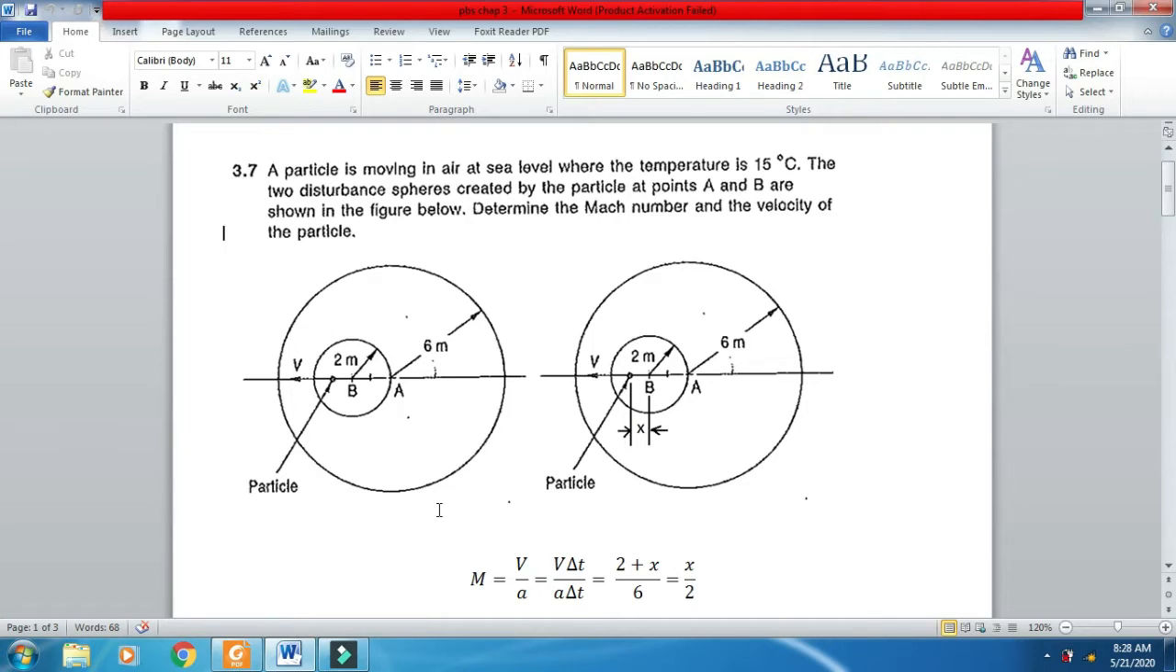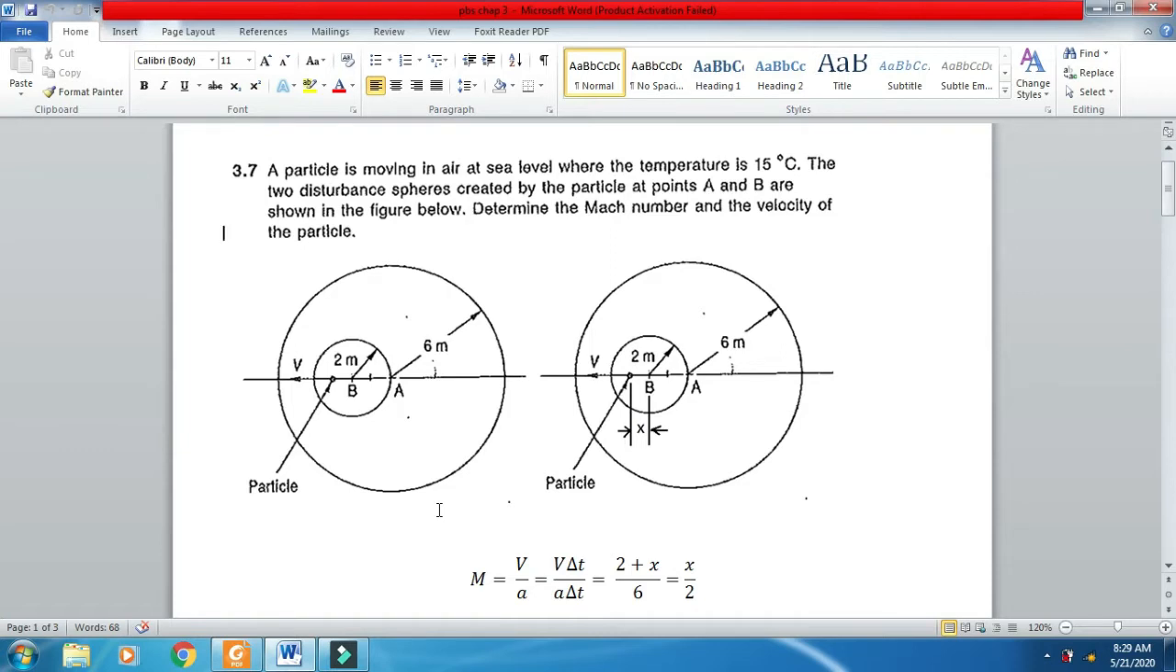The two disturbance spheres are shown. One disturbance sphere is from point A, the wave which was emitted from point A, and the other wavefront is shown for the wave which was emitted when the particle was at point B. The final arbitrary location of the particle is also shown. So in this problem we have to find the Mach number and the velocity of the particle.